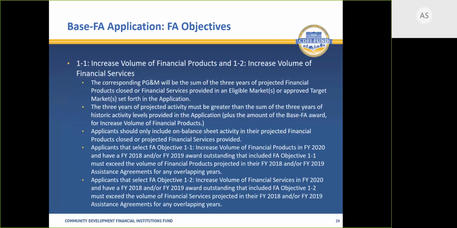For FA objectives 1.1, increasing volume of financial products, and 1.2, increasing volume of financial services, the PG&M will be the sum of the 3 years of projected products or services reflected in the application. The 3 years of projected activity must exceed the sum of the historic 3-year activity. So for FA Objective 1.1, this will also include the base FA award. And finally, if you select one or both of these objectives and have an FY18 or FY19 award with either of these objectives, then you must exceed the volume projected in the prior assistance agreements for any overlapping years.